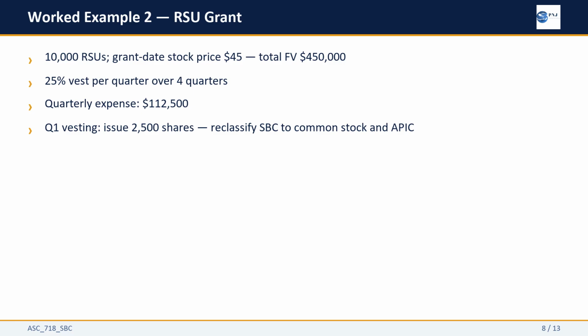At the end of Q1, 2,500 shares vest. The entry debits APIC-SBC for $112,500 and credits common stock at par value, 2,500 shares times the par value per share, with the remainder going to regular APIC. The entry simply converts the SBC balance that was accumulated in APIC-SBC into actual shares issued. Notice that no new expense is recorded at the vesting event. The expense was all recognized in the prior quarter. Vesting is an equity reclassification, not an expense event.